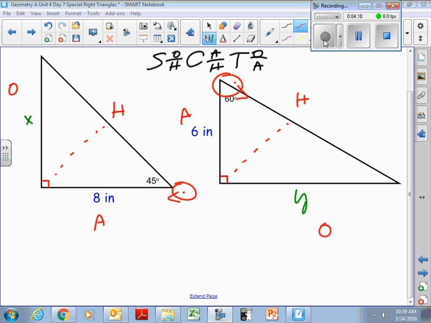Then I'm going to show you a rule that happens with a triangle that has a 45 in it, and a triangle that has a 60 or a 30. They're special.